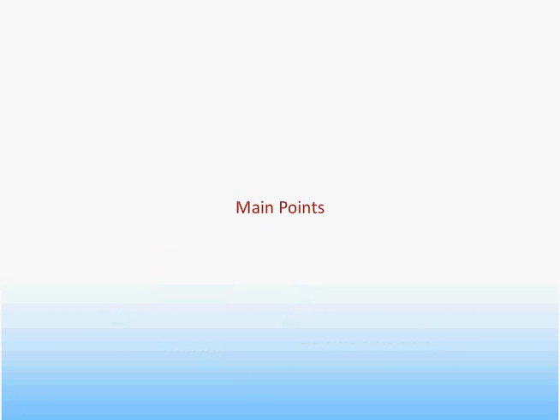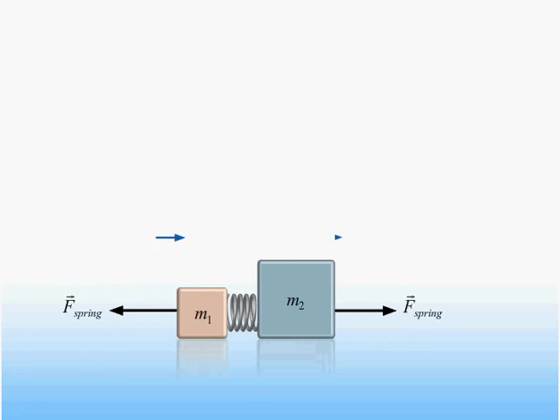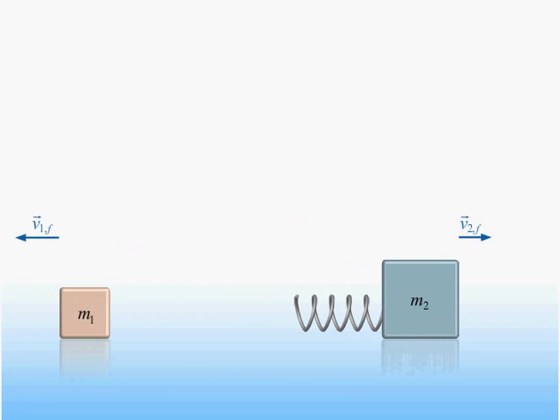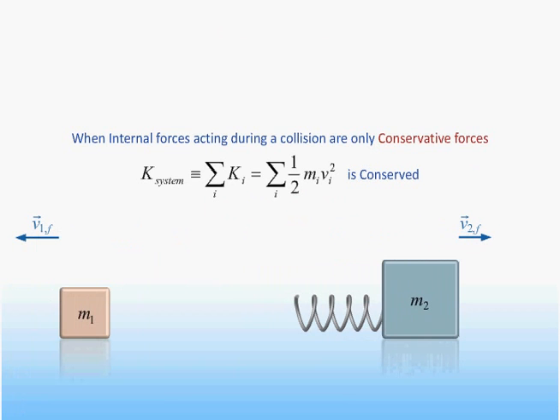We conclude with a brief discussion of the main points of this prelecture. First, we determine that if the only forces acting during a collision of two objects are conservative forces, then the kinetic energy of the system, defined to be the sum of the kinetic energies of the colliding objects, is conserved. We call such a collision an elastic collision.